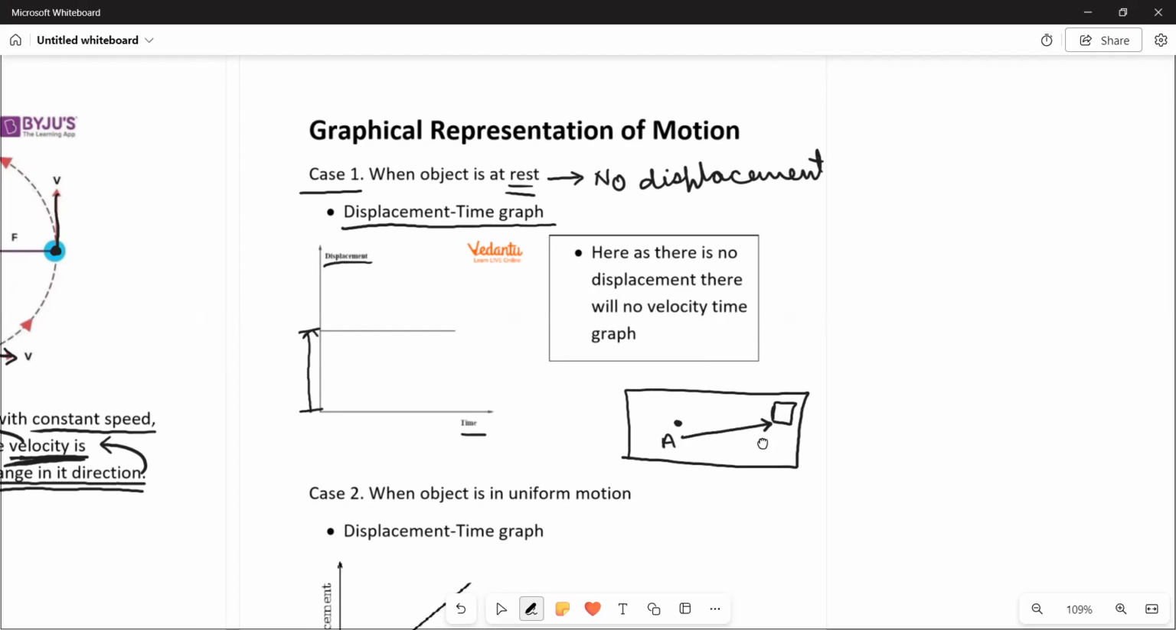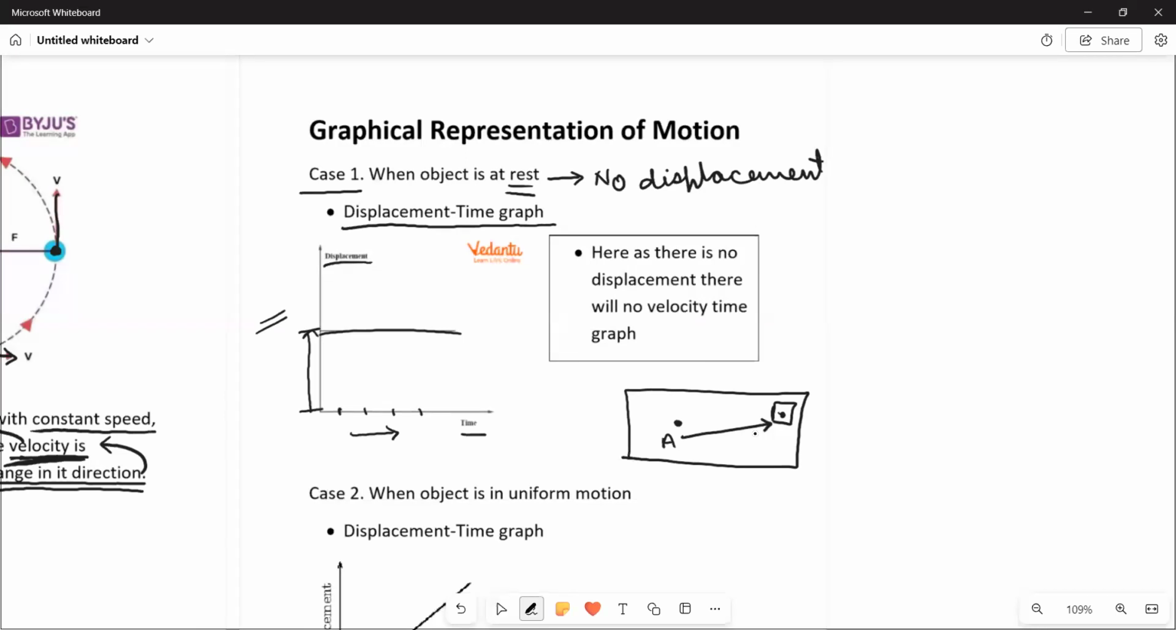And as the time is passing, say for 1 second, 2 seconds, then 3 seconds, 4 seconds, as the time is passing by, there is no change in its position. It is still at its position there only. So the displacement is constant. The distance between you and the furniture is constant and it is not changing. See, you can also check in this graph that there is no change in the displacement. It is constant throughout the time.